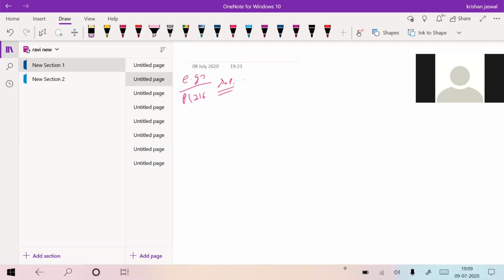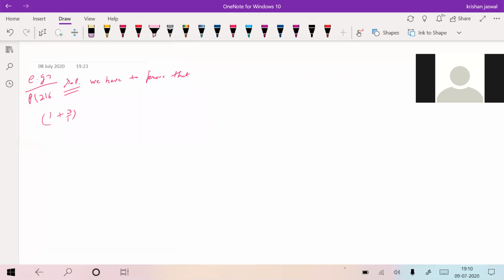We have to prove that (1 + 3/1)(1 + 5/4)(1 + 7/9) and so on, up to (1 + (2n+1)/n²), is equal to (n+1)².